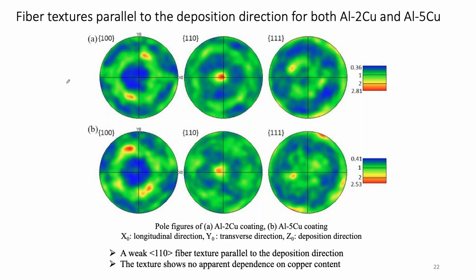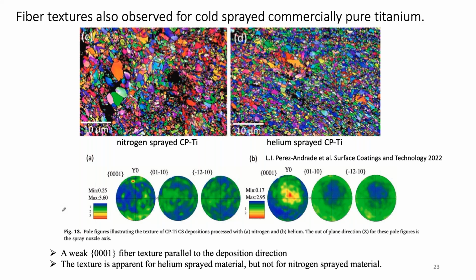But nonetheless, we went and saw what we have, and we actually did see for both aluminum 2 copper and 5 copper that there was a weak, and it is weak, maybe again, maybe we don't have enough crystallite sample, but we saw a weak 110 fiber texture along the spray direction. And we didn't see any particular difference depending on the amount of copper content that we had. I'm kind of intrigued by this. So I've checked it several times, and I can tell you that in some cases we see a fiber texture and in some we don't.